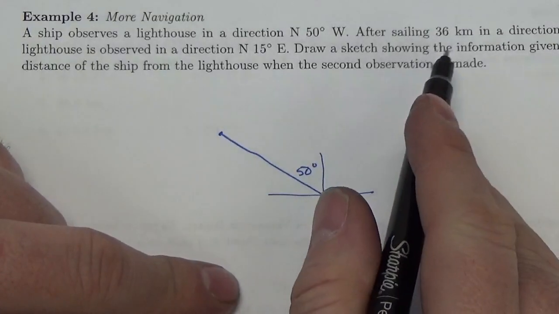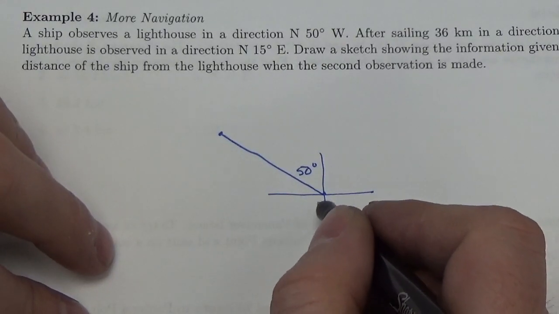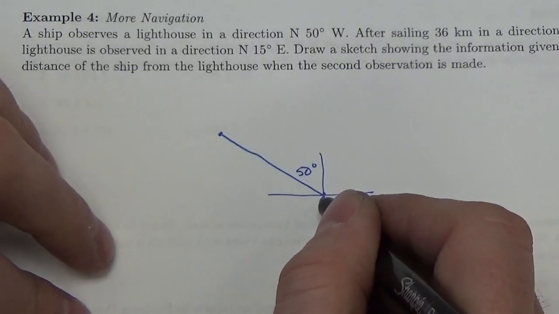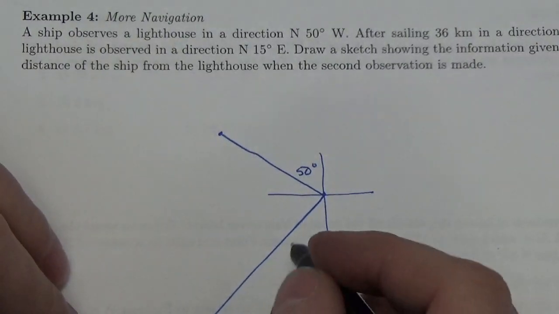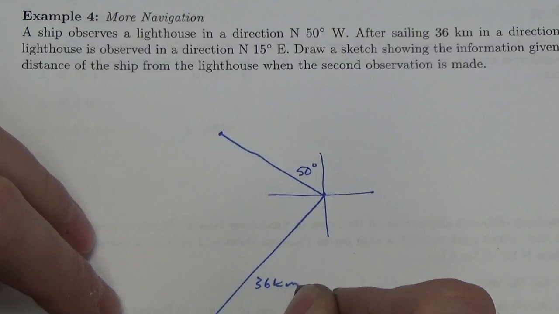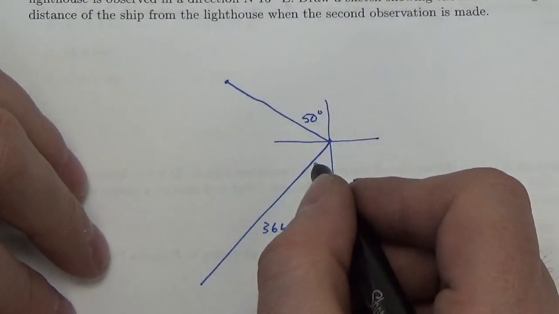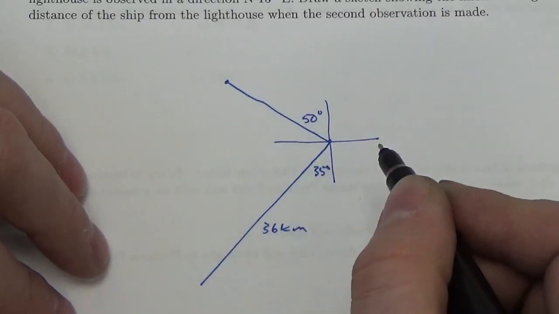Then after sailing 36 kilometers in a direction south 35 degrees west, okay, so it's doing something like this, and it's gone for 36 kilometers, below there. And south 35 degrees, so this is going to be 35 degrees right in here.